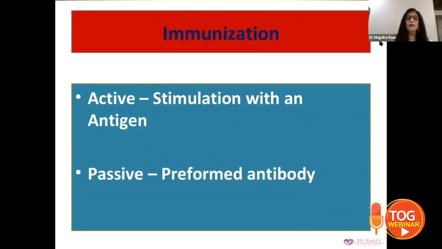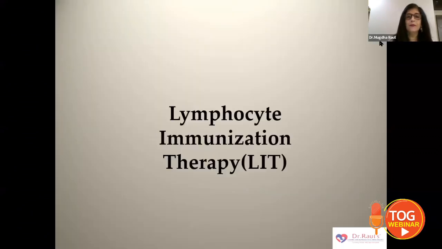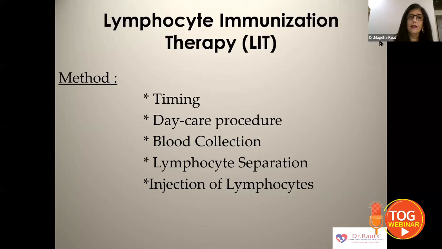So let us see the first one. Active immunization is stimulation with an antigen, and passive immunization is done with preformed antibodies like IVIG or anti-TNF alpha agents. So what is lymphocyte immunization therapy? Lymphocyte immunization therapy involves the separation of allogenic lymphocytes from a donor and injection of lymphocytes in the wife.